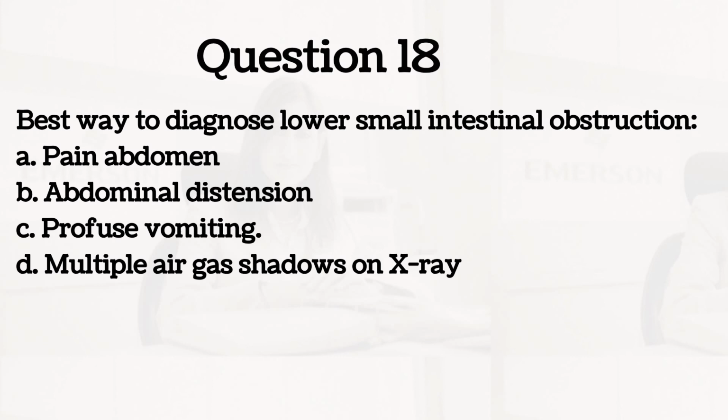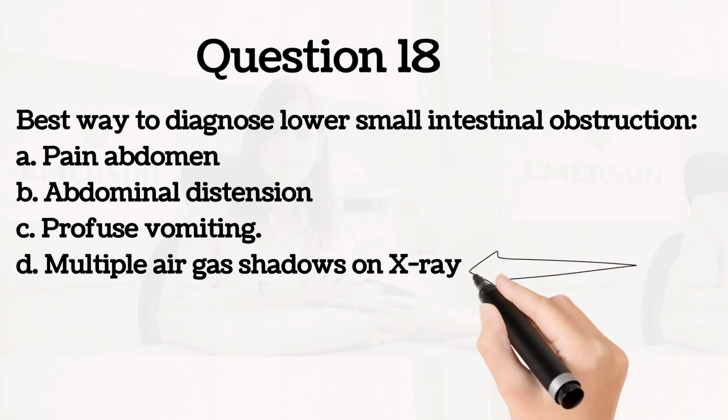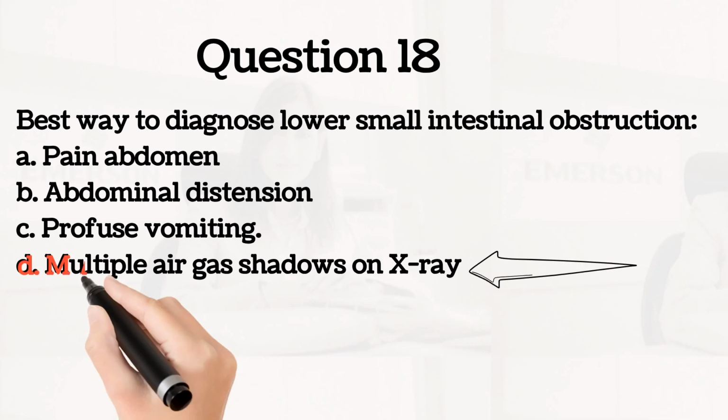So in small bowel obstruction, you see multiple air gas shadows without ulcerations, because the large bowels are the ones which have ulcerations. So that's one of the differences between the X-ray findings. So here the answer is D. Multiple air gas shadows on X-ray.